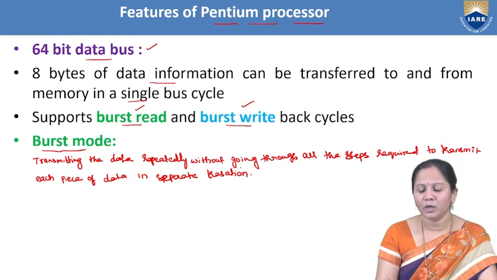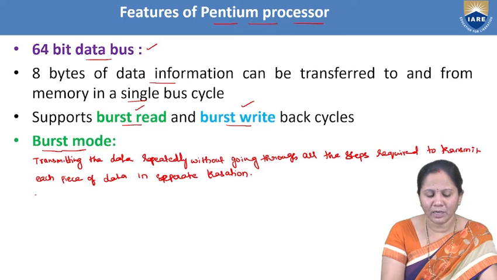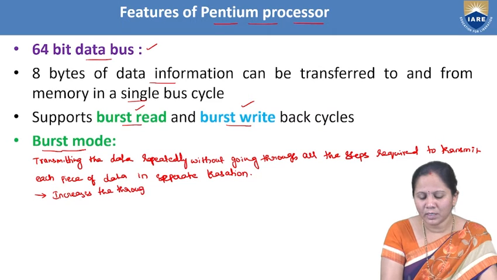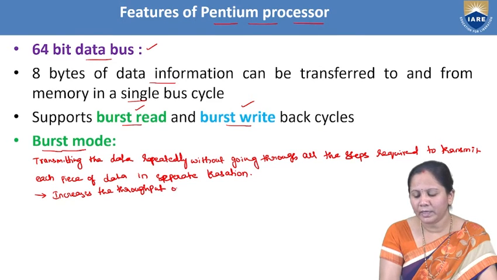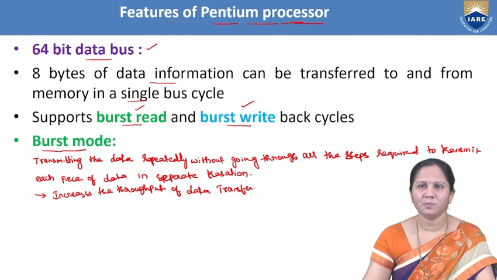Since it is not repeatedly checking all the steps that are required to transmit each piece of data, automatically the speed of operation will be increased. So the main advantage is that it increases the throughput of data transfer. That is the main advantage of operating this Pentium processor in burst mode, that is, burst read and burst write cycles.